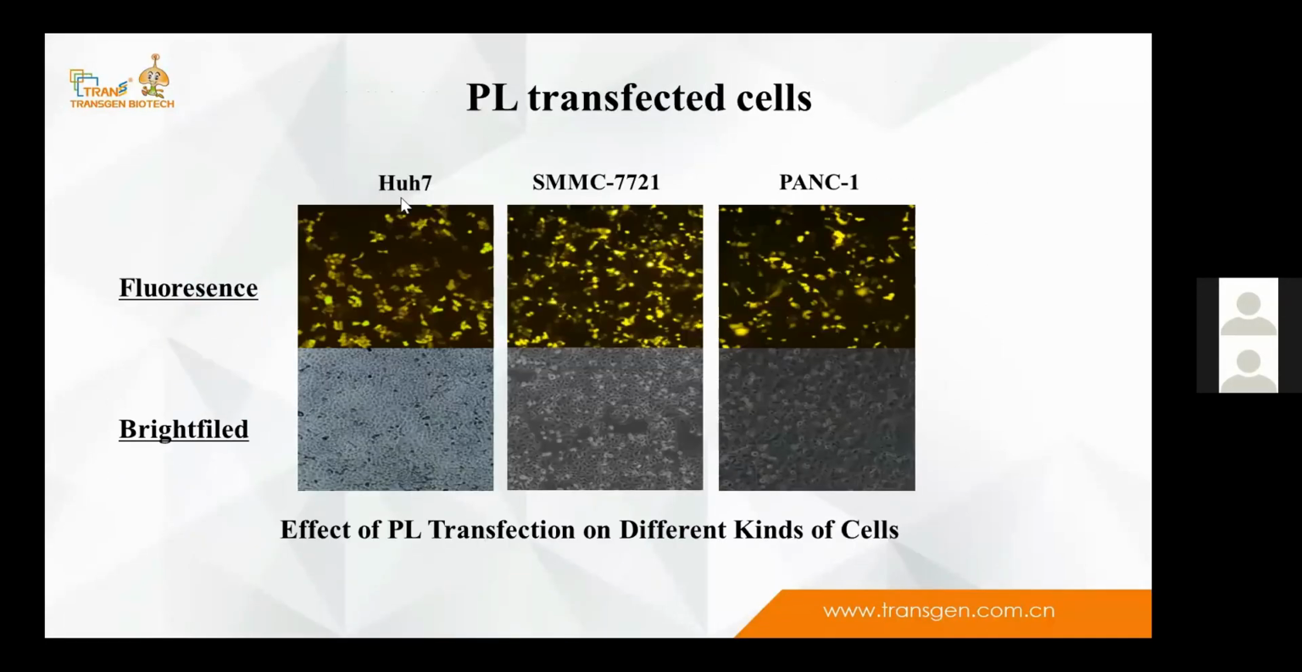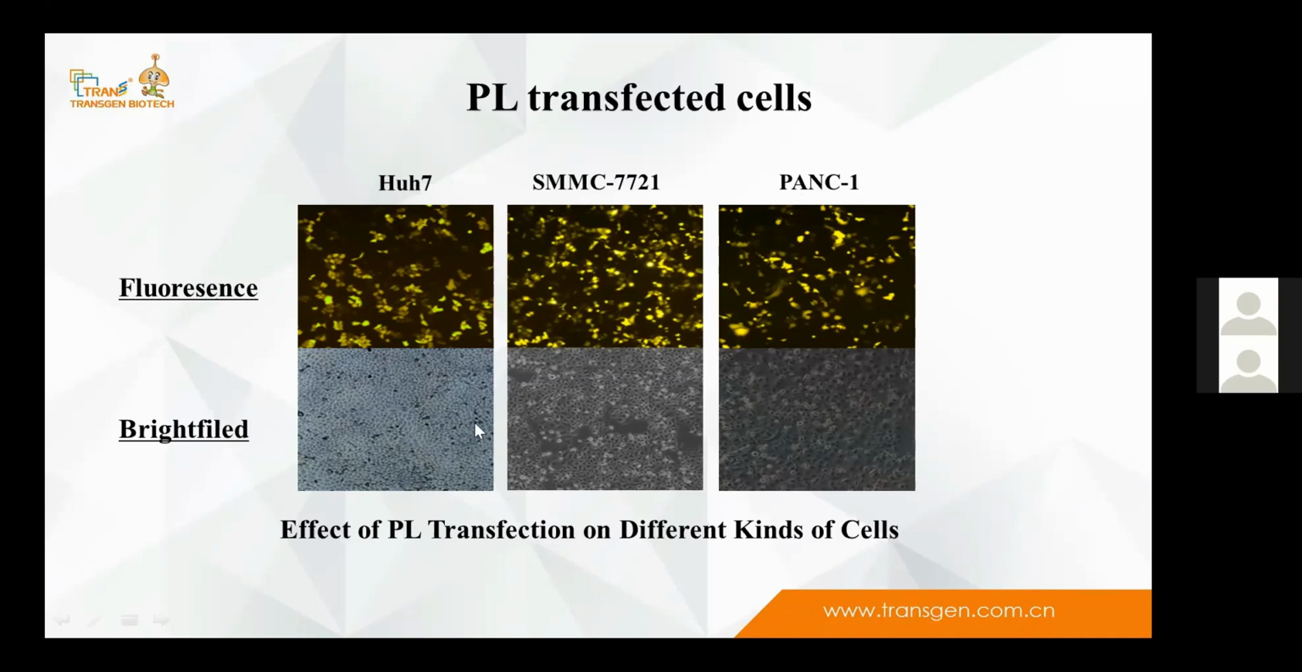In this one, this Q7 is a lung cancer cell, and this one is stomach cancer, and this one is the pancreas cancer cells. Okay, so we can see the transfection efficiency in both cancer cells is at a very high level during the whole systems with the help of the PL transfection.